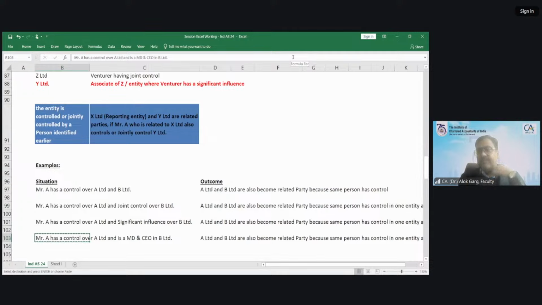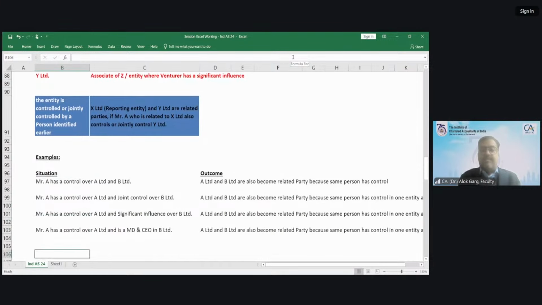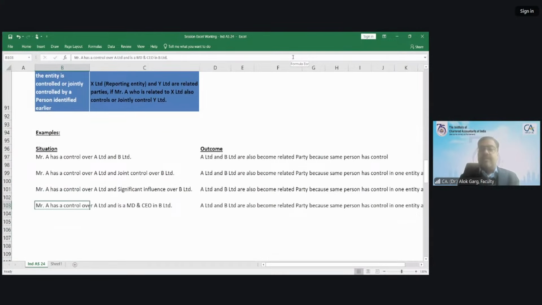Clear? MD and CEO. With the help of all these four examples, probably the things are clear to all of you, right? Very much clear. I hope it is completely clear to all of you. Now completely clear.